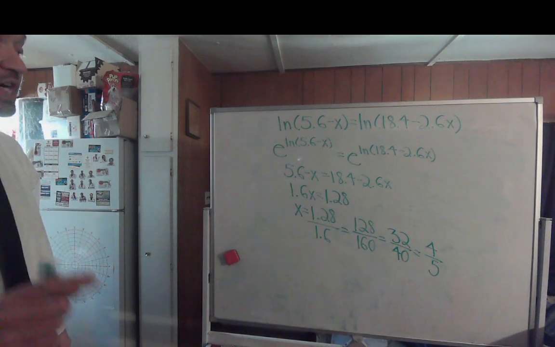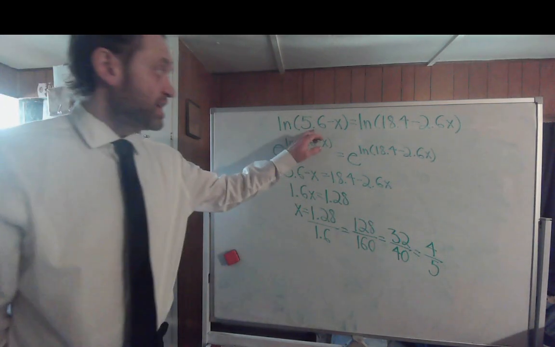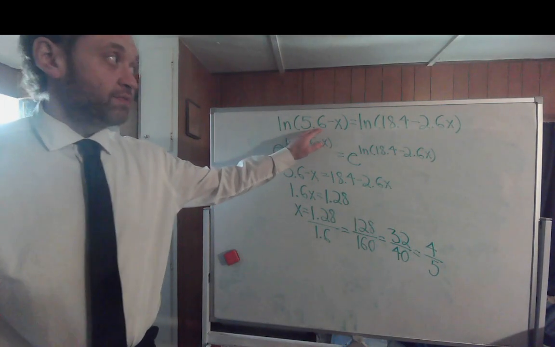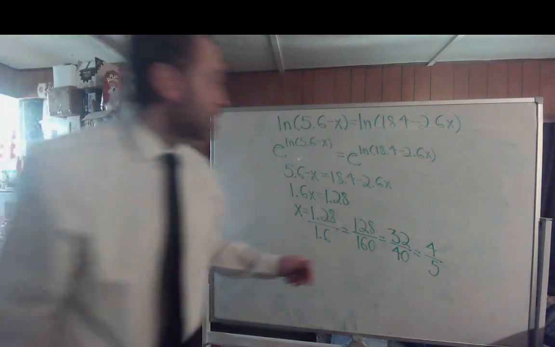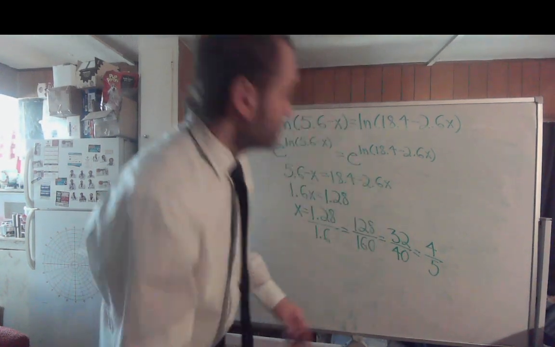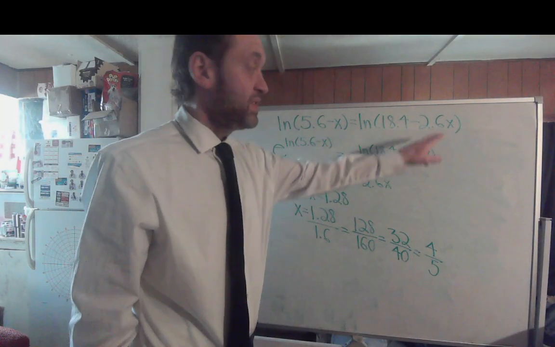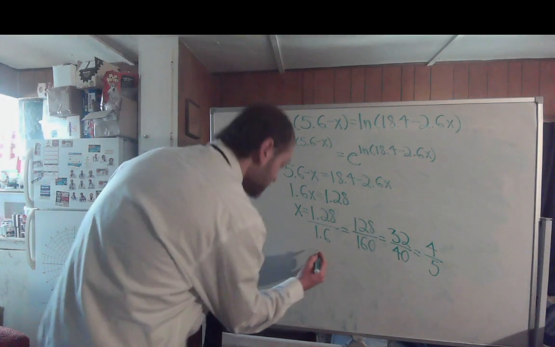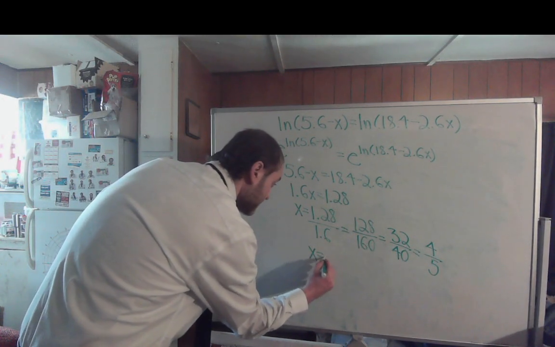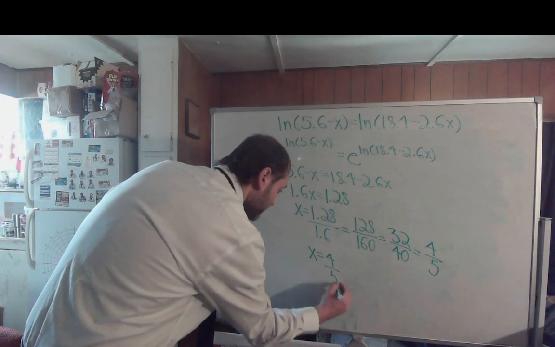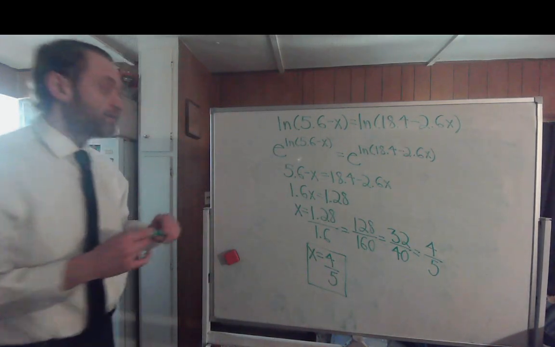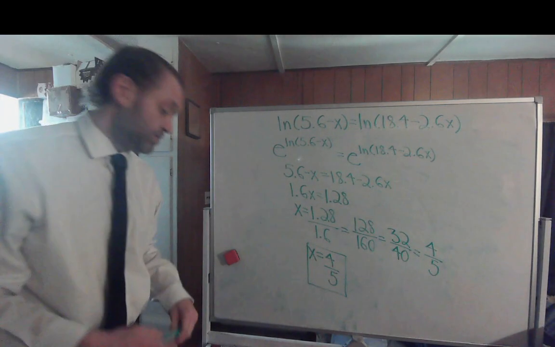Now, does this check out? On the left side, 4/5 we know is 0.8, so you would have a positive log. Now, what about the right-hand side? 2.6 times 4/5, that's not even 2.6. You would have the log of a positive number. So you would truly get that x equals 4/5. That would be your answer. Or 0.8, however you want to write it, but x equals 4/5.